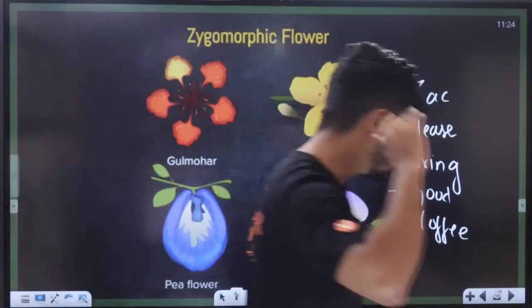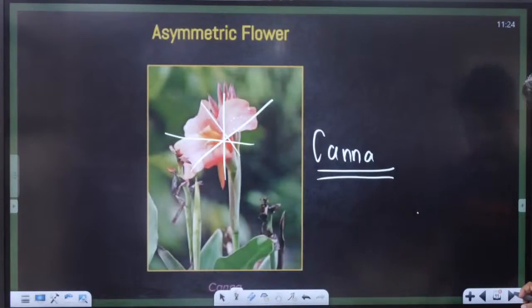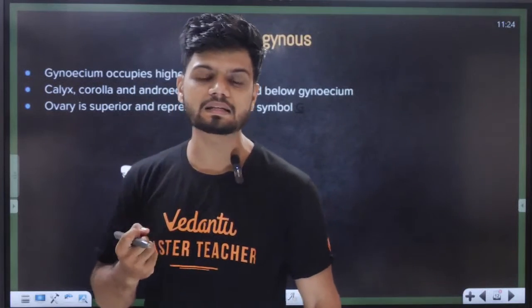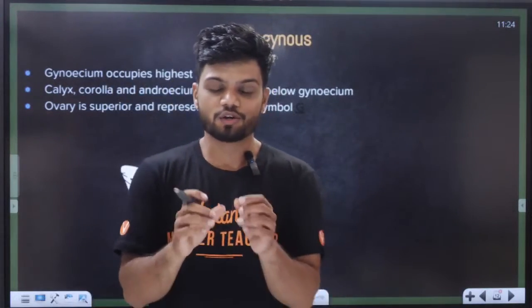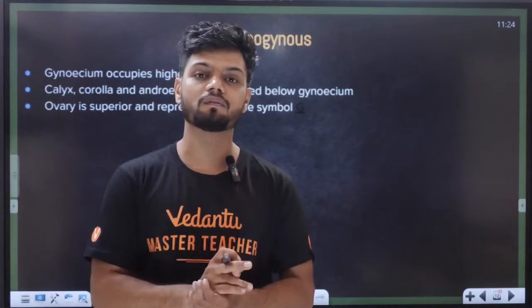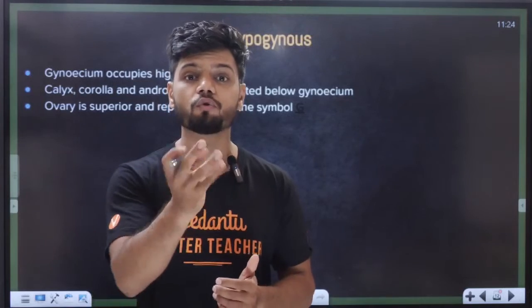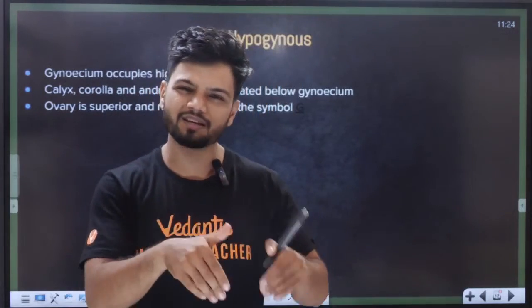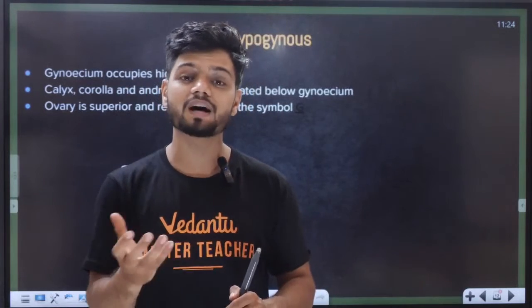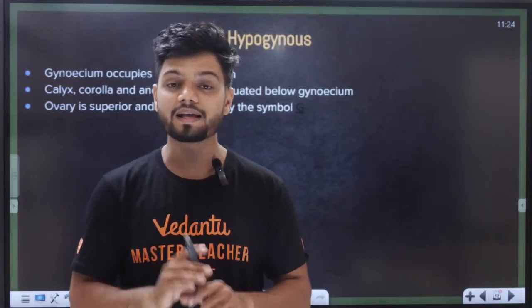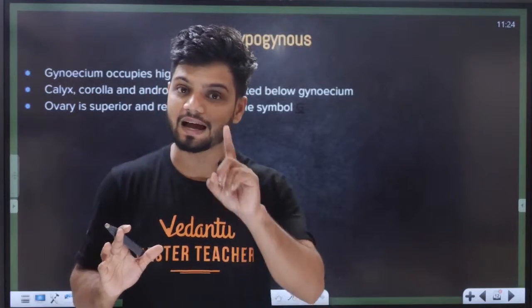Done and dusted. Now students, the next thing you need to understand is hypogynous, epigynous and perigynous. That is, you're trying to classify the different types of flower based on the position of the ovary. If the ovary is superior, you have one name. If the ovary is inferior, you have one more name. If the ovary is half inferior, you have one more name. Understand? Very, very important. Examples are the key here again, and the diagram also.